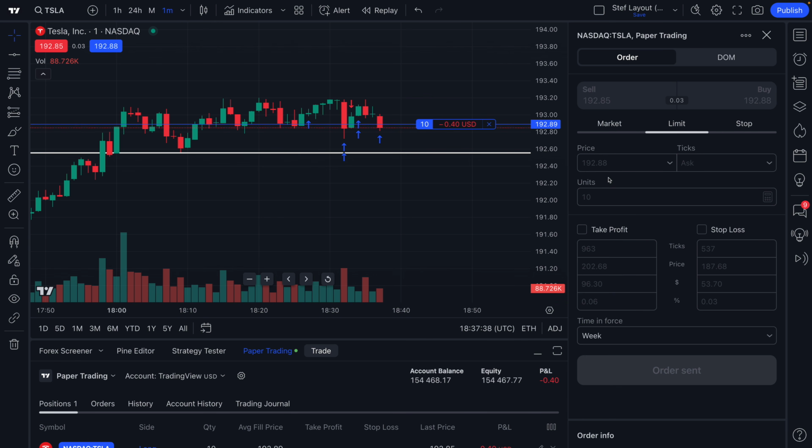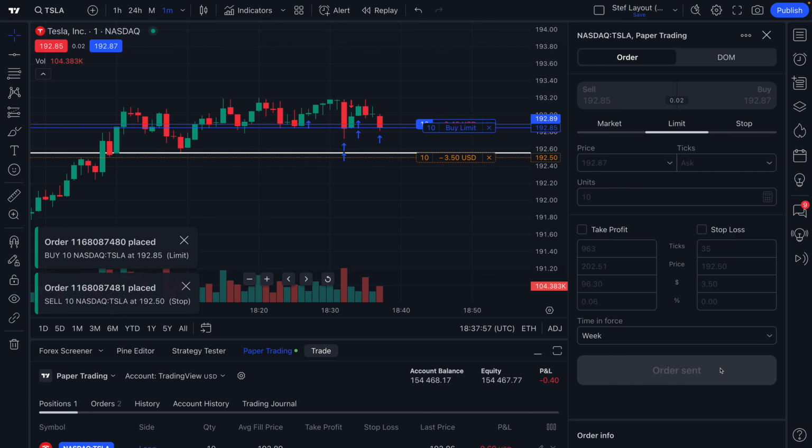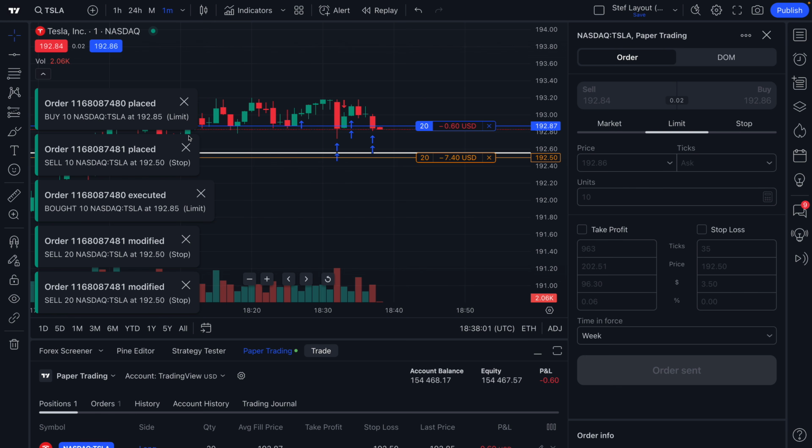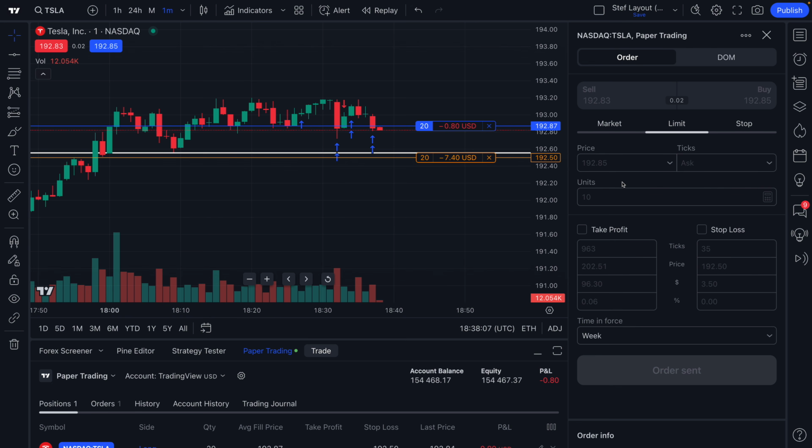Or when you have this order panel open, you can check to add a take profit, check to add a stop loss. In this case, you can see this horizontal line says 192.55. That's our stop loss. It says 187 here, but let's add a stop loss at 192.50, a round number. There's our stop loss. It has been placed and it's on the chart. So that is a very important component of getting your stop loss on the chart using the order ticket.